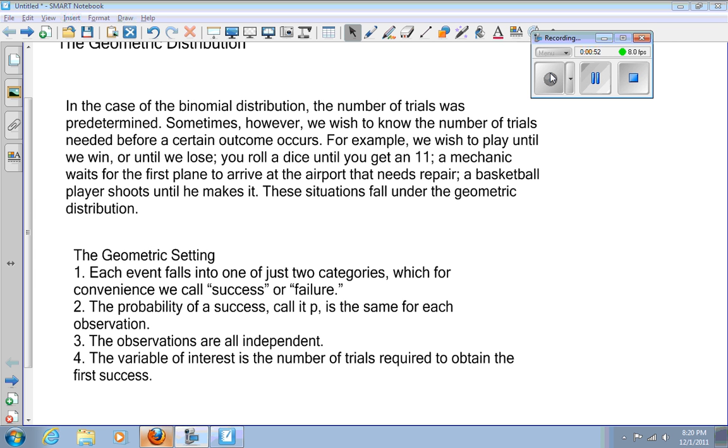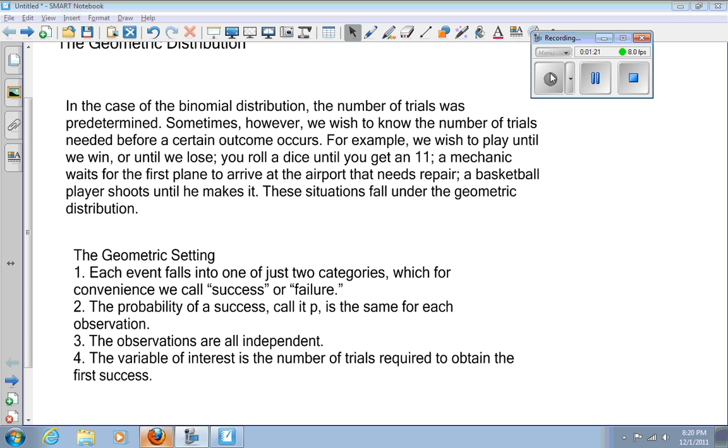So let's look at four characteristics of the geometric distribution. These are very similar to the ones that we had for a binomial distribution. Each event will fall into one of two categories, the success or failure. The probability of success remains the same each time. The observations are all independent, but instead of having a fixed number of observations, with the geometric distribution, the variable of interest, or x, is the number of trials it takes to obtain the first success.